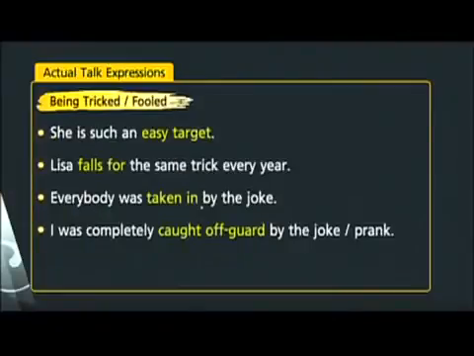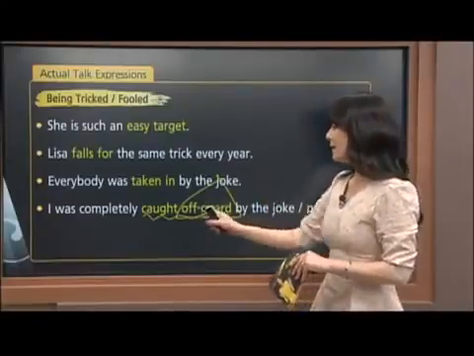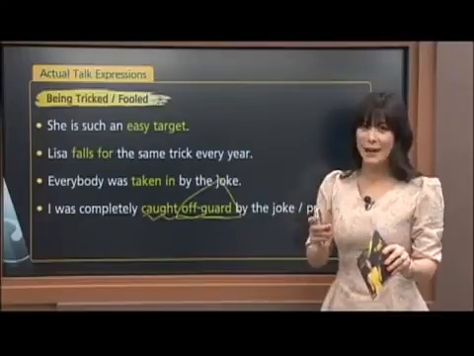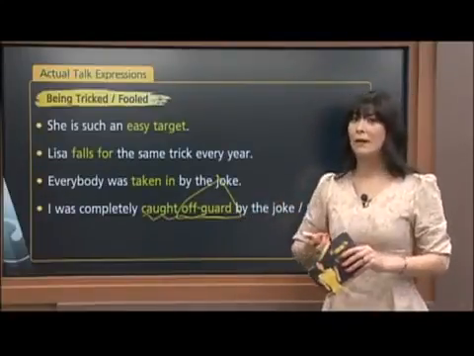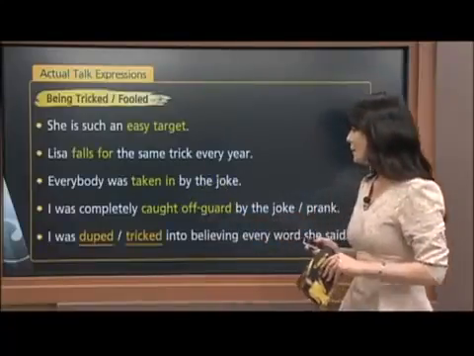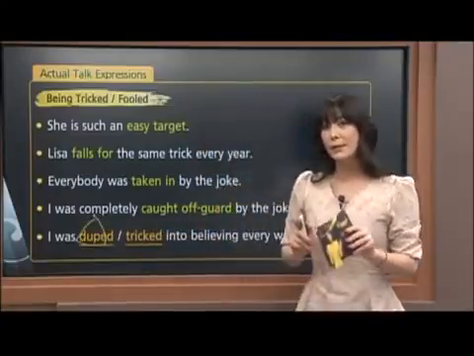I was completely caught off guard. I'm sure you've seen this before. Caught off guard, okay? Off guard, meaning what? There are no guards, there's no warning, but you're caught. This means something happens and you're surprised, you're shocked, especially when the situation is unexpected, when there is no warning. So I was completely caught off guard by the joke or the prank, meaning I didn't see it coming. Oh, I was totally fooled. I was not expecting that joke. Moving on, I was duped or tricked into believing every word she said. Now, dupe, D-U-P-E, could mean a person that is easily tricked as well.